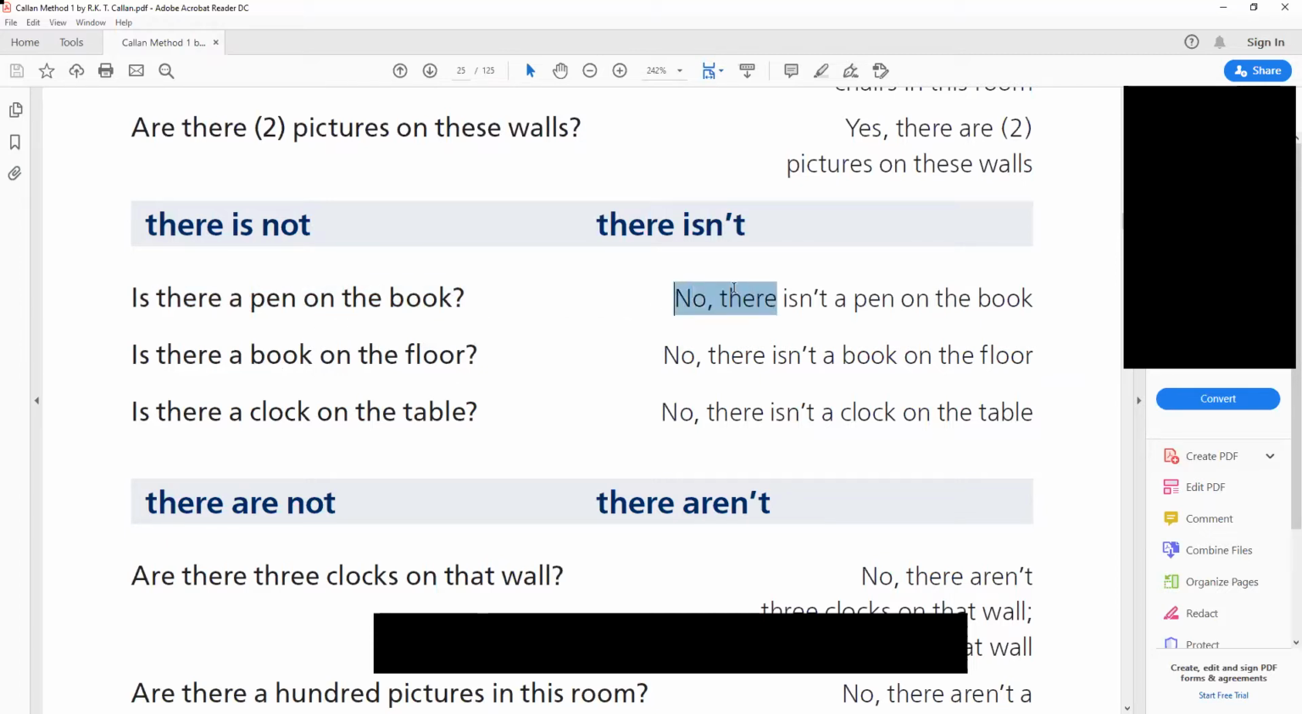Is there a pen on the book? Marcela, is there a pen on the book? No, there isn't a pen on the book. There isn't a pen on the book.